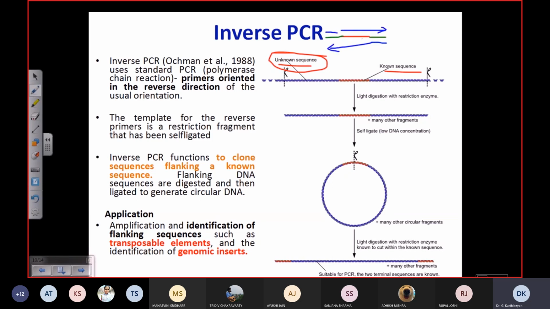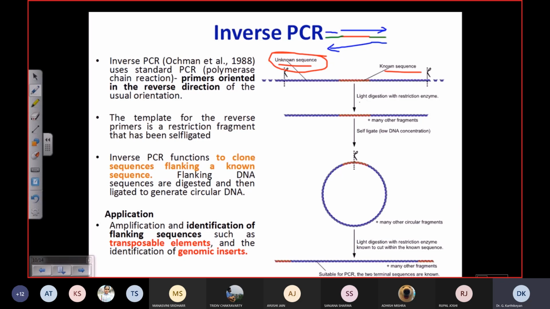So for amplification of an unknown segment, we must have the known sequence at both terminal regions, right? But in this case, the total opposite is happening. In the middle we have known, and at the terminal regions we have unknown. So what we need to do is reverse it. We need to put this unknown in the middle and put this known sequence at the terminal. How can we achieve this? This is the actual goal for this particular process.